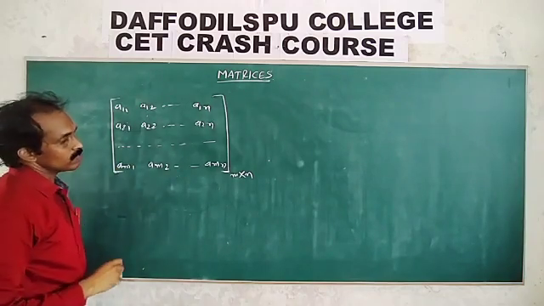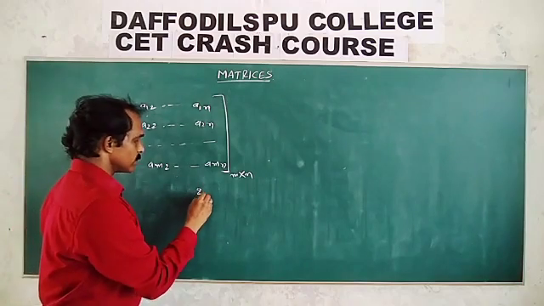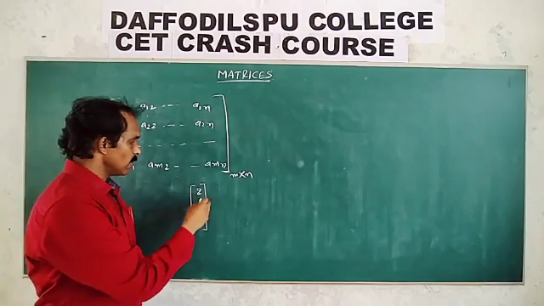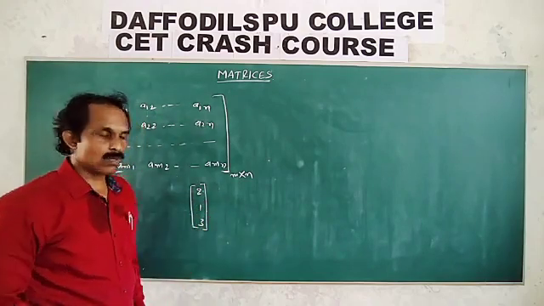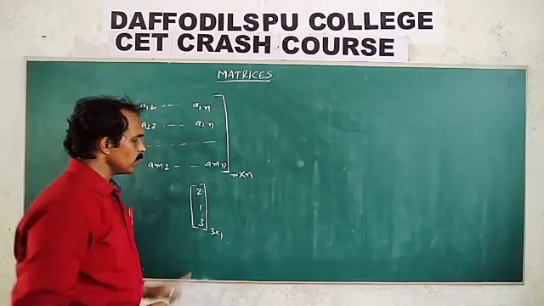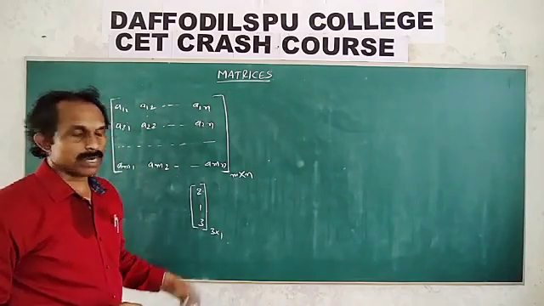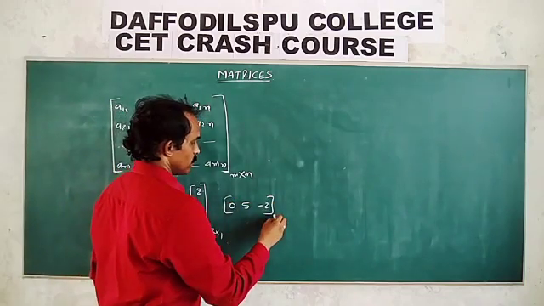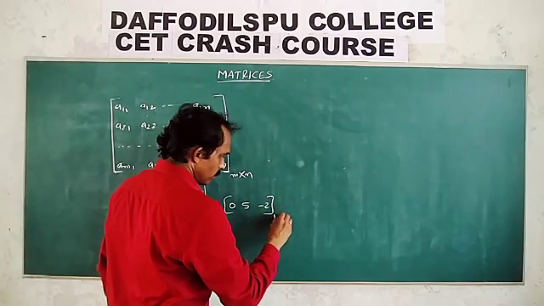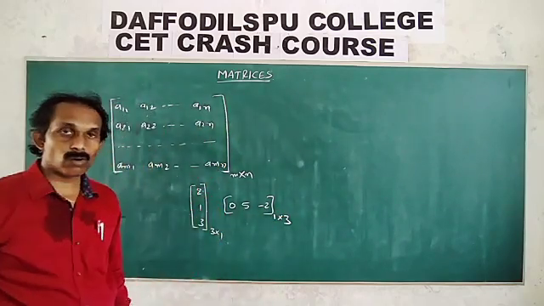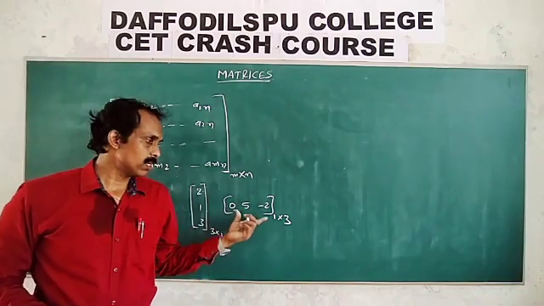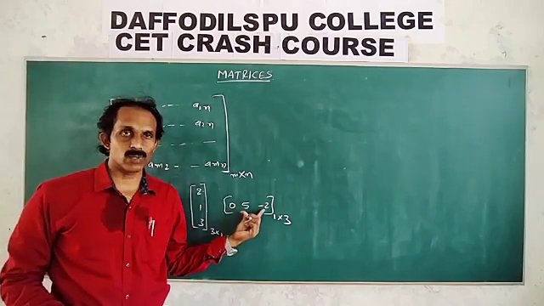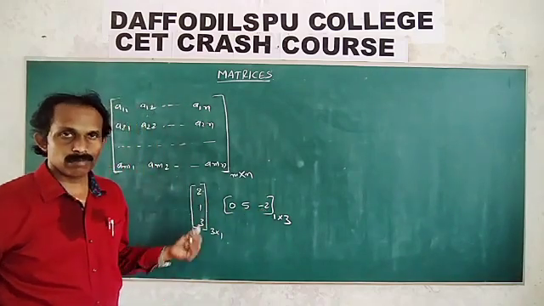Some definitions. Suppose a matrix has only a single column and 3 rows. That is 3 by 1, and with only one column it is called a column matrix. Or like this: 0, 5, minus 2. This is 1 by 3, one row and 3 columns. With only one row, it is called a row matrix.